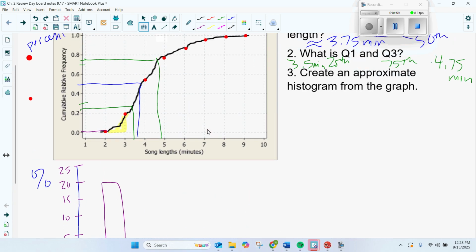Okay, between 3 and 4, again, I'm not going to put a dot here. That looks like it's at 55%. I'm not going to make a bar that's 55% tall. What I'm going to do instead is make a bar that is this tall. So from 20 to 55, that's 35. Okay, so from 20 over here to 55 here is 35.